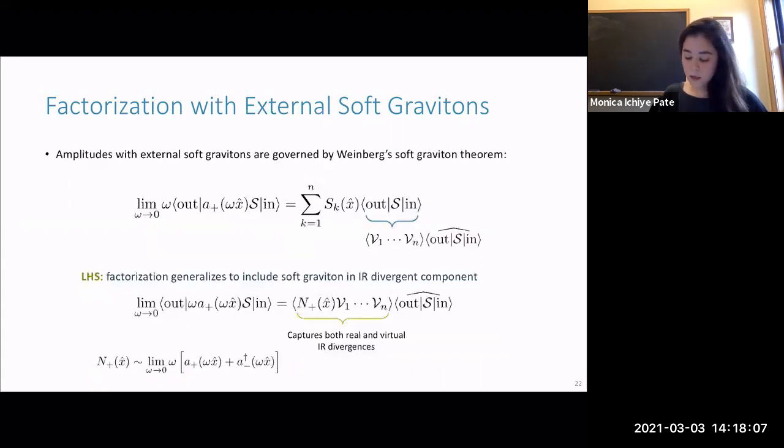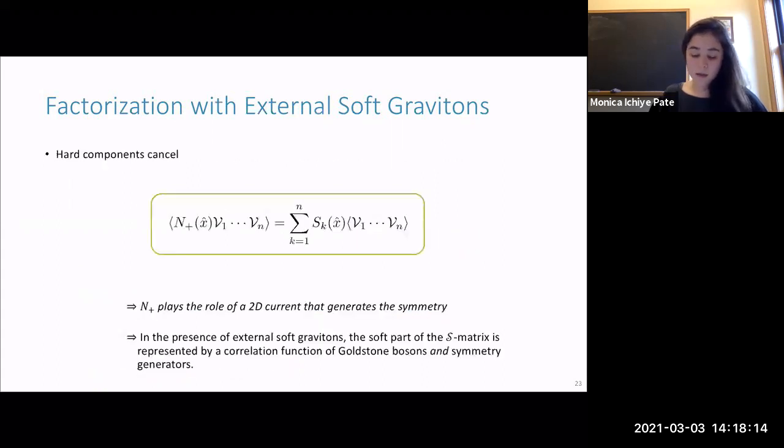And so in particular, this means that the hard part on both sides of the soft graviton theorem is the same and it cancels. And so the soft graviton theorem, upon applying factorization, takes this form. And schematically, you can recognize that now this soft graviton is playing the role of a two-dimensional current that generates the symmetry. So this is, roughly speaking, the form of a Ward identity for correlation functions, where N is the generator of the symmetry.